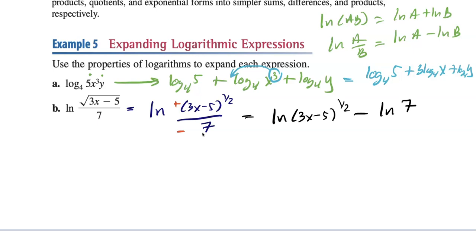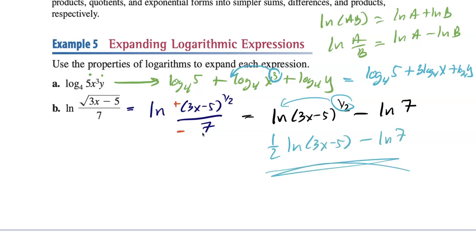Almost done. You're still going to move the powers to the front. So 1/2 natural log of 3x minus 5 minus natural log of 7. So that's rewriting a log expression.